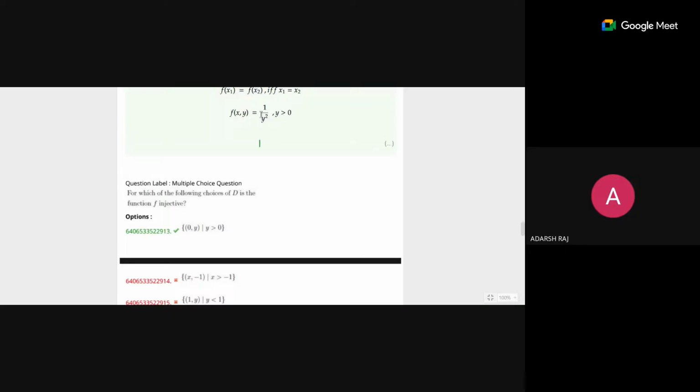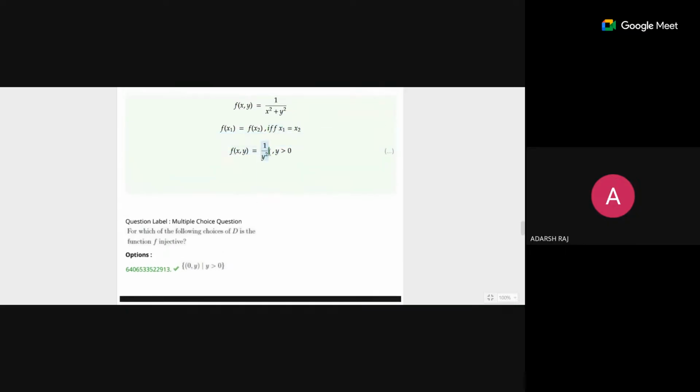So this is an increasing function, right? Basically this is a decreasing function. As we increase the value of y, this function will decrease, right? If you take y tending to infinity, what will this value be? This is a monotonically decreasing function. Yes.